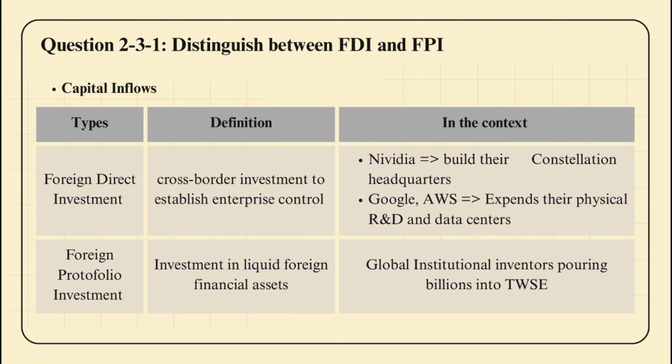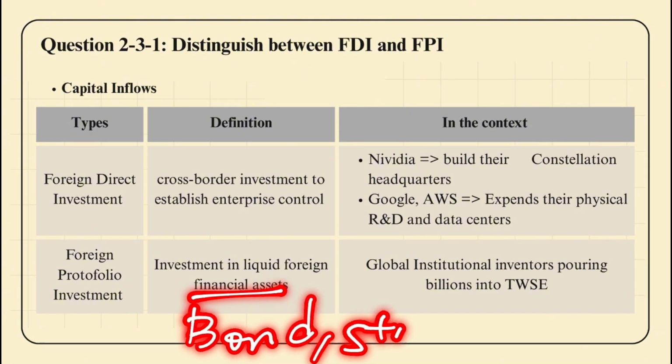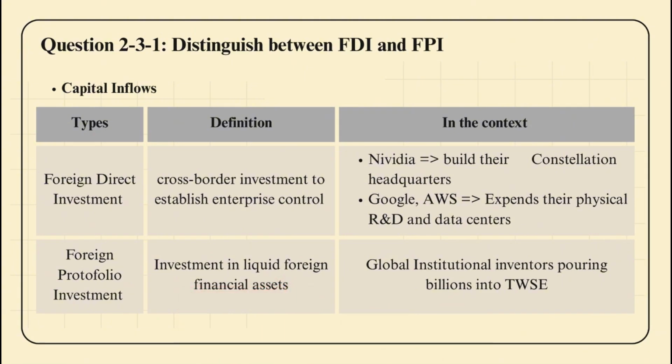Secondly is foreign portfolio investment, FPI. FPI is short-term money moving into liquid financial assets such as bonds and stocks and so on. In this context, we can see that global investors pulled billions into Taiwan's stock market to buy stock without owning or running the companies.